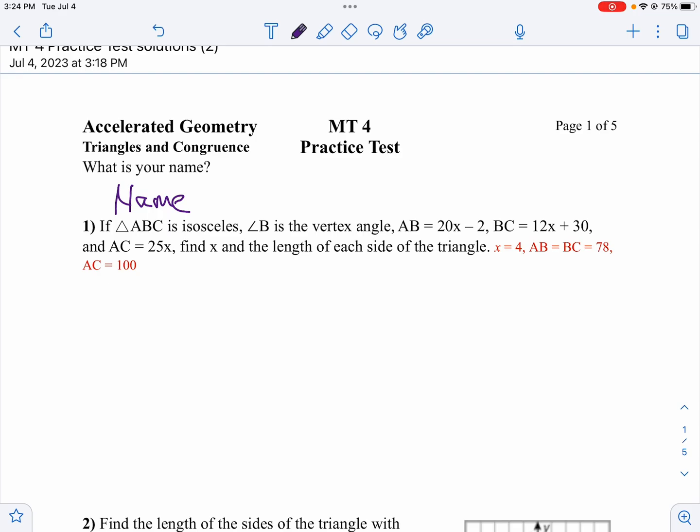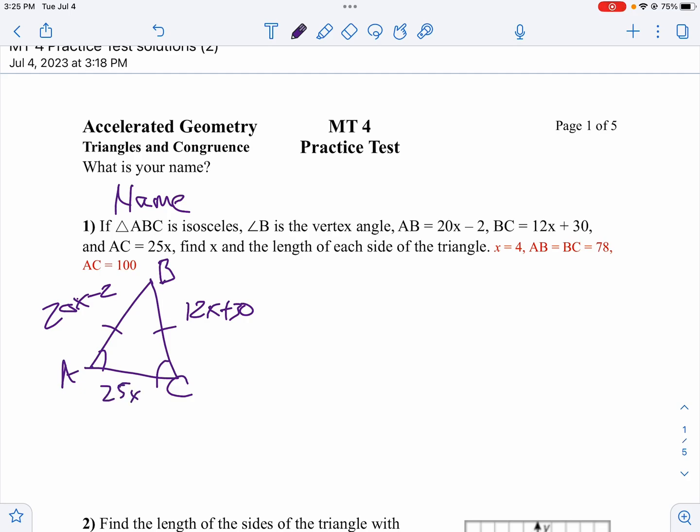On number 1, we have this triangle, isosceles triangle ABC. We're told angle B is our vertex angle. So that tells me AB and BC are the same, and angle A and angle C are the same. Now, we're told A to B is 20x minus 2, and B to C is 12x plus 30, and A to C is 25x. Well, we're going to use the fact to find x.